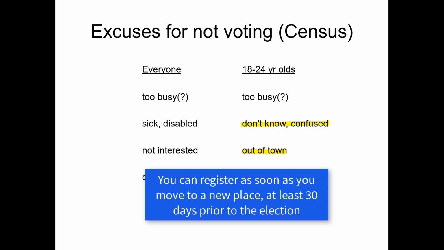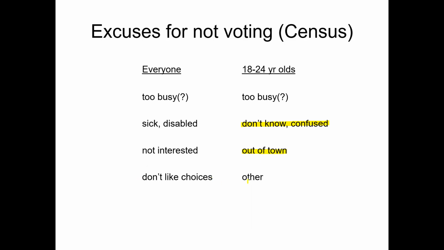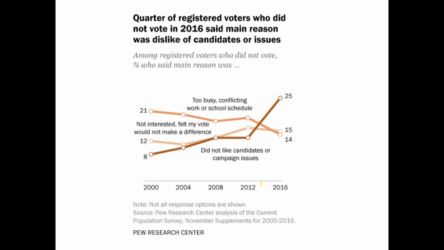Don't like the choices is another common excuse as far as not voting. Not interested, again, hits the top there of the 18 to 24s. Now, there was an interesting flip-flop in the 2016 presidential election. Did not like the candidates or campaign issues pretty much flip-flopped to the top excuse during the 2016 election, which means that, as you can see, too busy was the top excuse up until this last election where they didn't like either one of the choices.